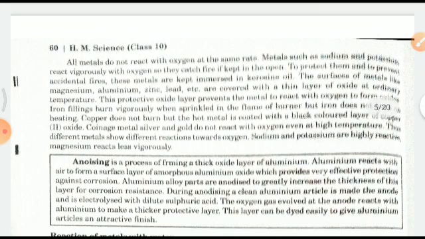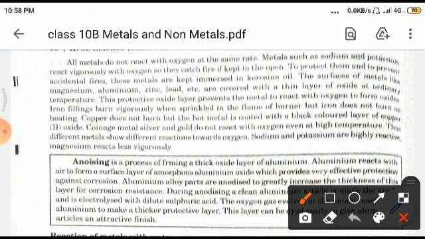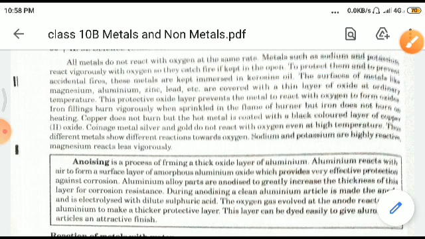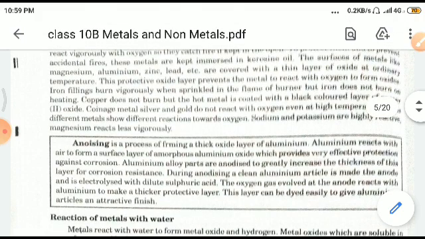All metals do not react with oxygen at the same rate. Metals such as sodium and potassium react vigorously with oxygen and they catch fire. This is very, very important. Children, metals such as sodium and potassium react vigorously with oxygen and catch fire. That is why sodium or potassium are generally kept in kerosene oil, right? They are generally kept in kerosene oil.